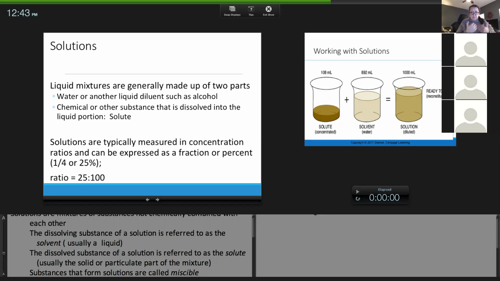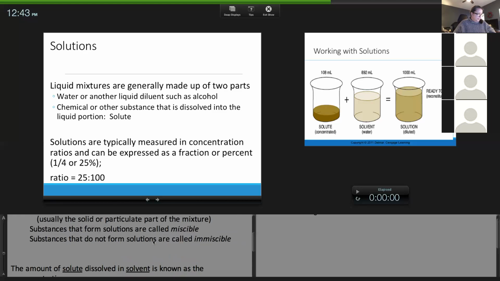Normally we express this as either a fraction or a ratio. If we want to make a 25% solution, that's a quarter of whatever we're doing. Usually we're speaking of things in 100, so being fairly comfortable going from a fraction to a percent is somewhat key.